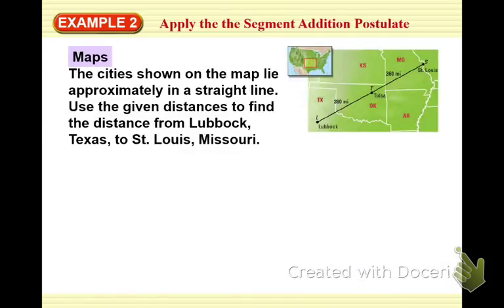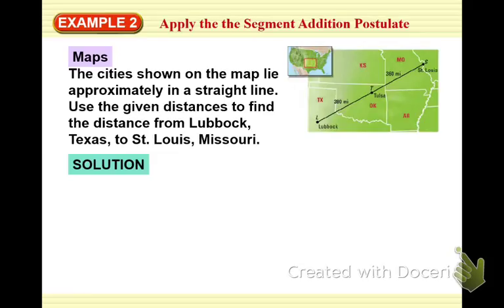All right, another example here. The cities shown on the map lie approximately in a straight line. So we've got Lubbock, Texas, Tulsa, Oklahoma, and St. Louis, Missouri. How would you find the distance from Lubbock, Texas to St. Louis, Missouri? You might be able to see it better on your paper than up here. From Lubbock to Tulsa is 380 miles. From Tulsa to St. Louis is 360 miles. So how would you find the distance from Lubbock to St. Louis?